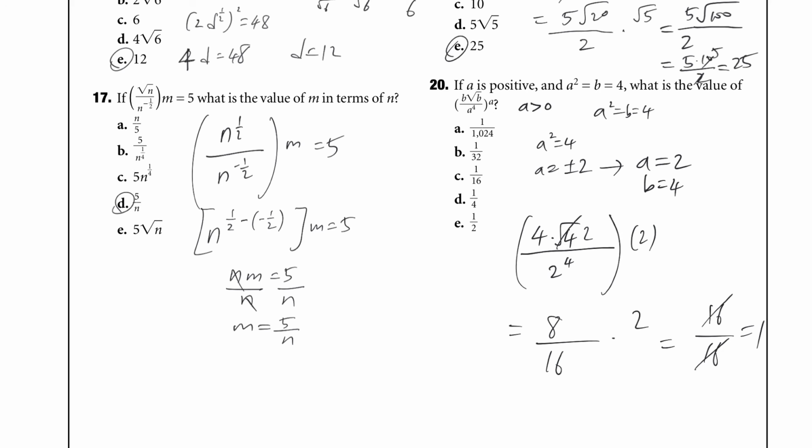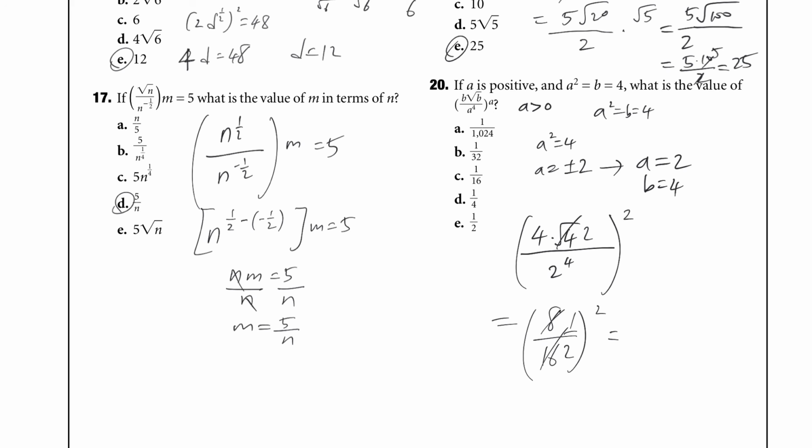Let's go back. Sorry, guys. So this wasn't actually times a, it's to the power of a. So that to the power of 2. My bad. Anyways, this still applies. So 8 over 2 to the power of 4 is 16, to the power of 2. And 8 over 16 is just 1/2. So 1/2 to the power of 2 is 1/4. Answer is D. So there you go.